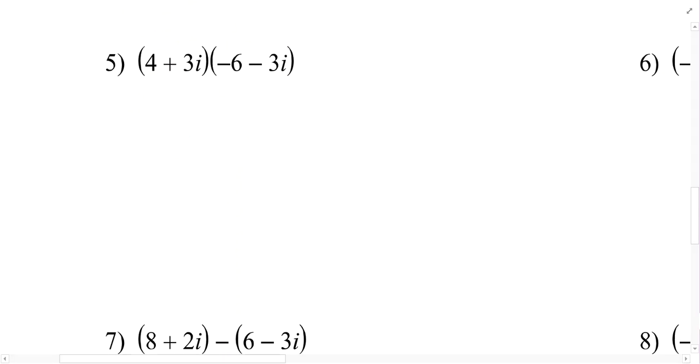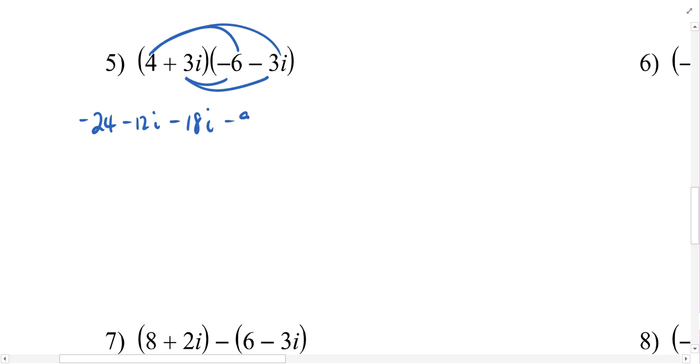For number 5, in order to multiply these two complex numbers together, we need to go through the FOILing process, and we need to distribute twice. So 4 times negative 6 is negative 24. 4 times negative 3i is negative 12i. 3i times negative 6 is negative 18i, and then 3i times negative 3i is negative 9i squared.